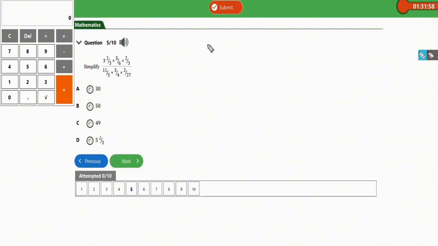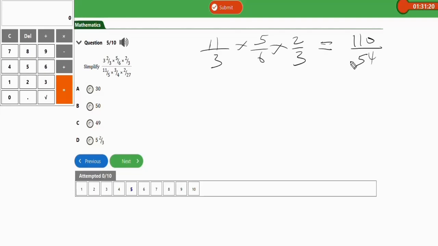3 times 3 is 9. 9 plus 2, that's 11 over 3, times 5 over 6, okay, times 2 over 3. So this is what we have. Now, if we break this down, 11 times 5 will give us 55. 55 times 2 will give us 110. Over, now we have 6 times 3 will give us 18. 18 times 3 will give us 54. Okay, so this is the value for the numerator.